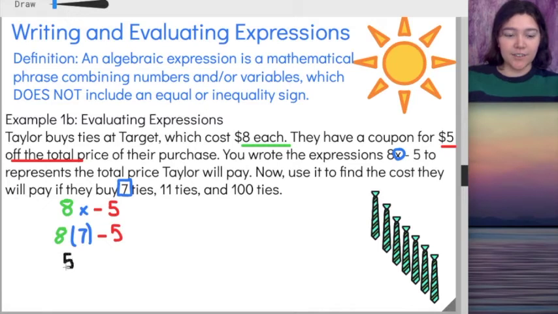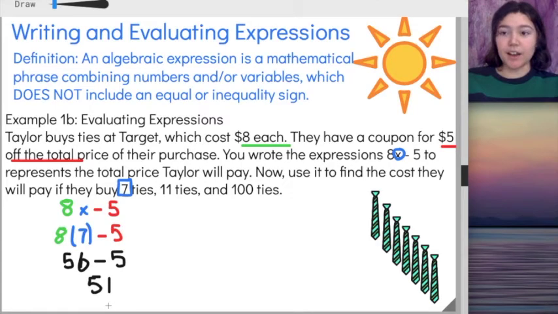Okay, so I have to do multiplication first to evaluate this expression. 8 times 7 is 56, and then I'm going to subtract 5. So to get my final amount that Taylor pays, then I just have to subtract 56 minus 5. What's 56 minus 5? Yep, 51. So that's going to be the cost that Taylor will pay if they buy 7 ties.